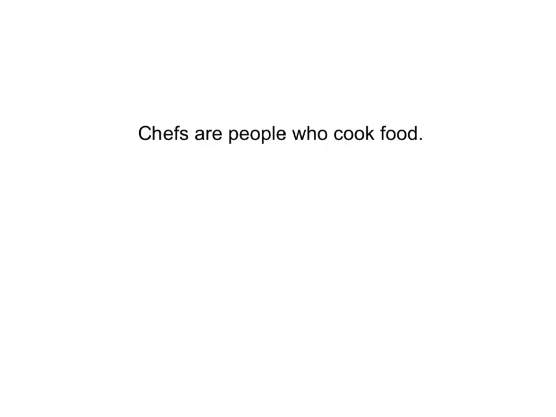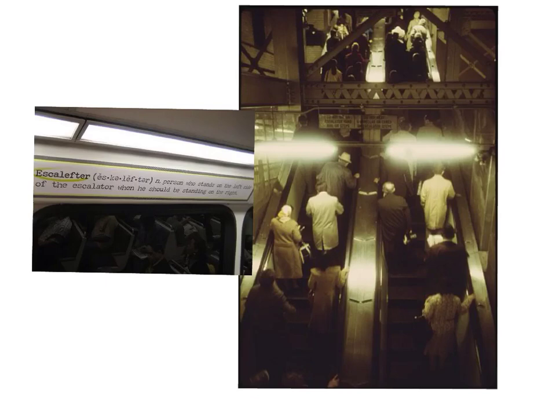Again, hopefully you said something like this. Chefs are people who cook food. In this case, we don't have an S here because we have plural people. So now think back to an escalefter. What's an escalefter? You got it. An escalefter is a person who stands on the left side of the escalator. Now you're ready to use relative clauses, adjective clauses in defining people and things.